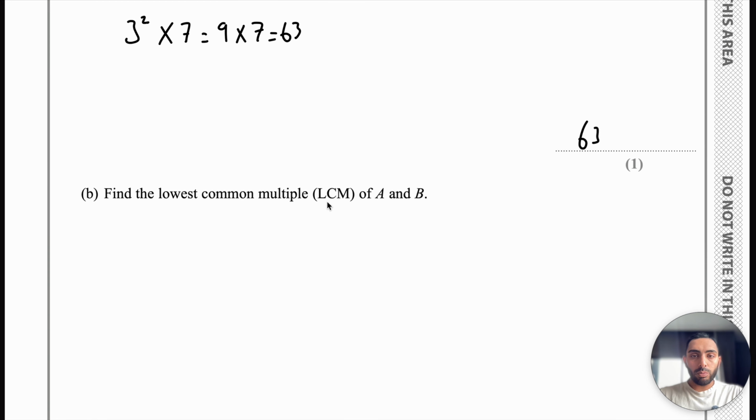Part B, find the lowest common multiple of A and B. An easy way to do this is if you find the highest power of all of the unique factors.